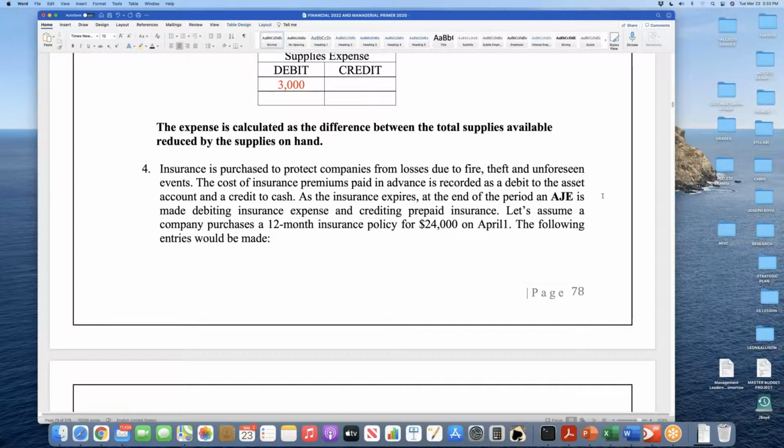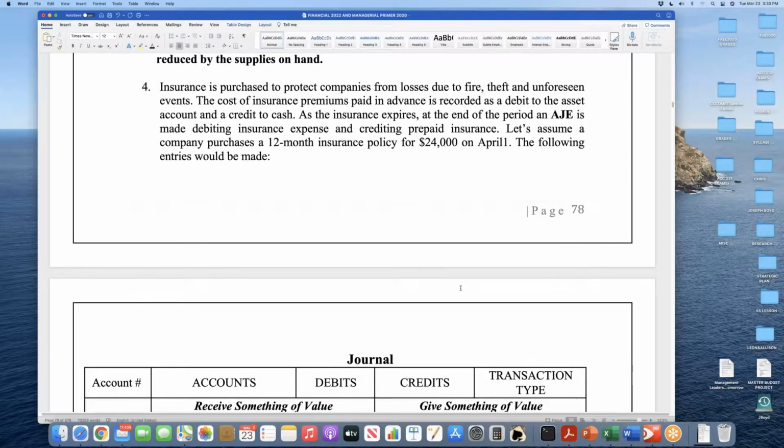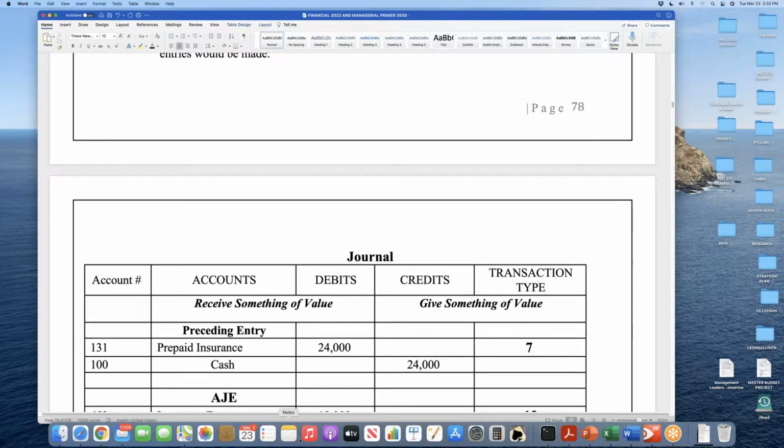And so as the insurance expires monthly, we're going to debit insurance expense and credit prepaid insurance. So you bought insurance before. So you got that preceding entry, debit prepaid insurance and credit cash. Then as the insurance is utilized, you debit the expense and credit prepaid insurance. So it says, let's assume that you bought a 12-month policy on April 1st. So Christian, you bought your insurance on April 1st and you paid $24,000 for it. So this is the entry you make. You debit prepaid insurance and credit cash.